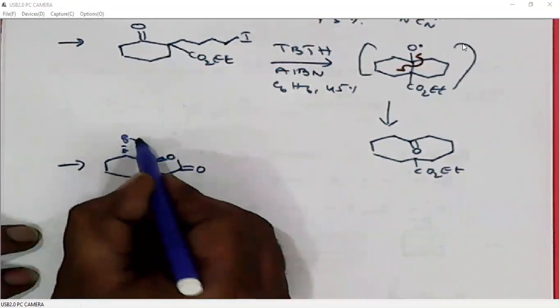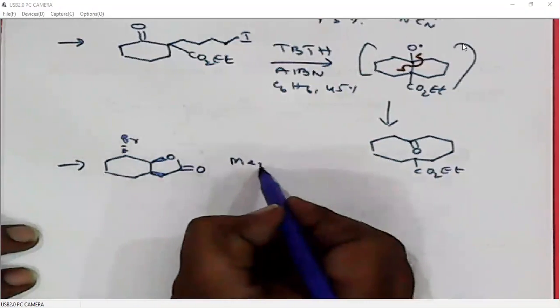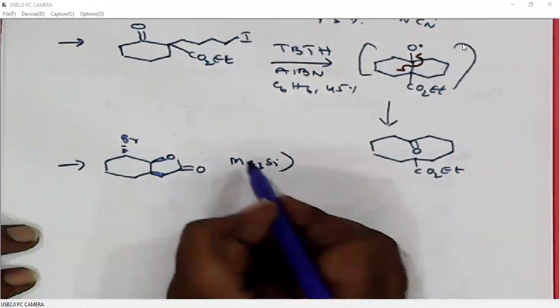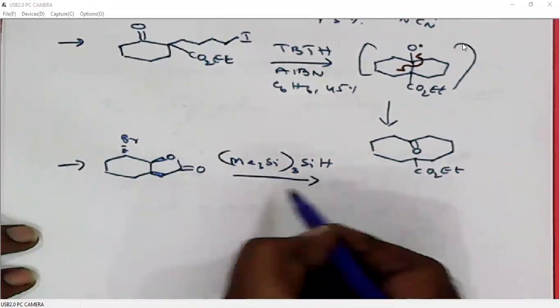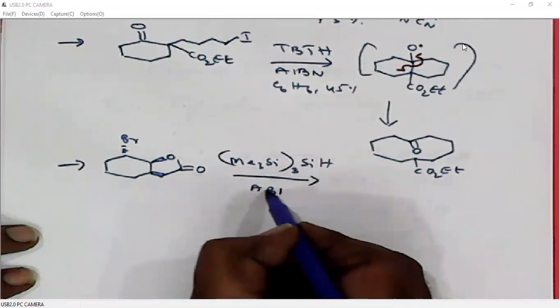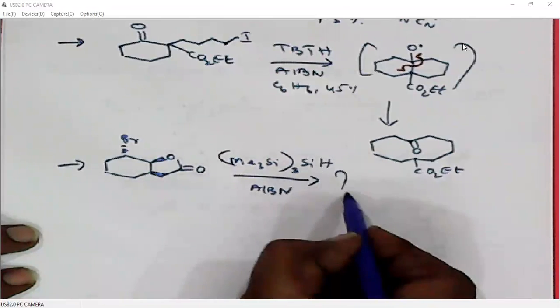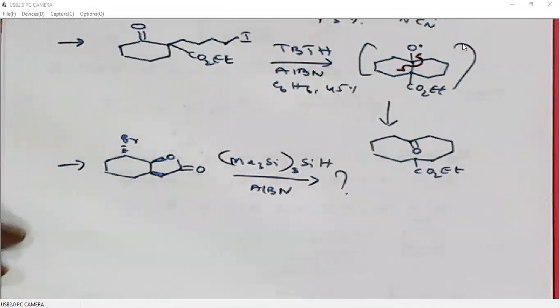Not only TBTH, we can also use silyl hydride. This silyl hydride can be used for the same transformation. Okay, you write the product. This silyl hydride can be used for the same transformation.